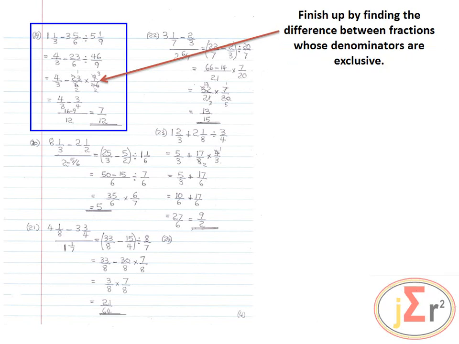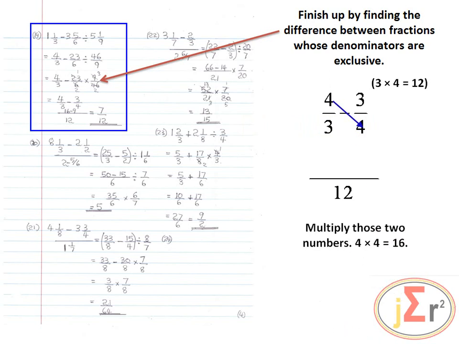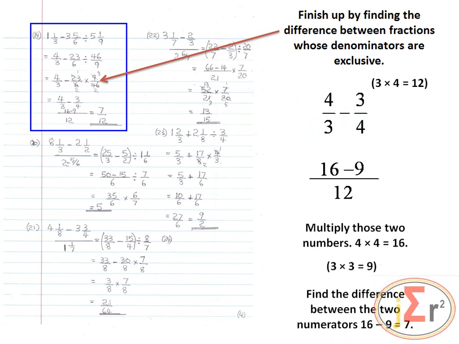Finish up by finding the difference between fractions whose denominators are what we call coprime. And that we do by making use of the fact that the denominator of the answer will be the product of those two denominators. So 3 multiplied by 4 is equal to 12. And then we say 4 4s, 16, and 3 3s, 9, and find the difference between the two numbers. 16 minus 9 is equal to 7. So the answer is 7 over 12.